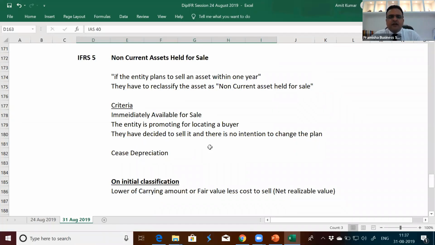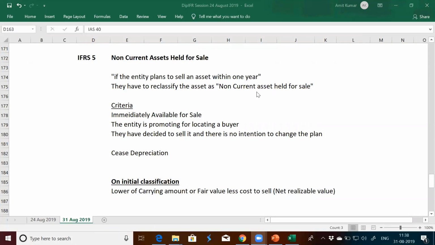Is it clear whatever I've discussed till now? Hello? Is it clear whatever I've discussed till now? Yeah. Any doubt? Hello, Amit. Yes, Manoj.